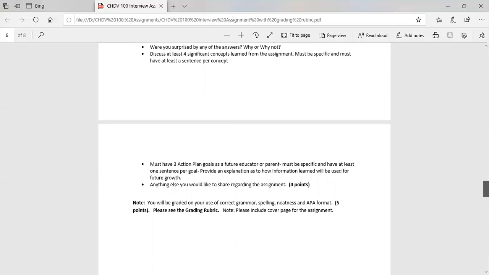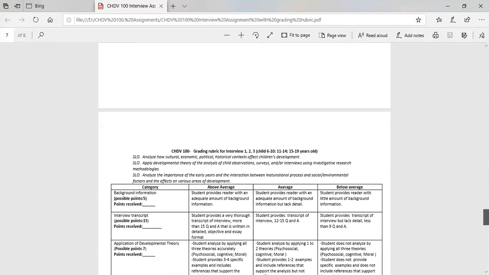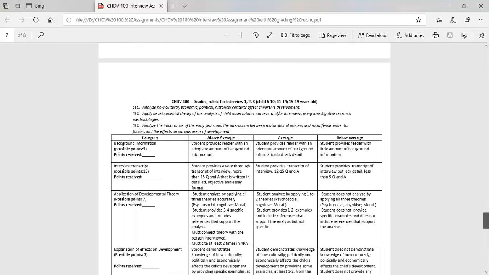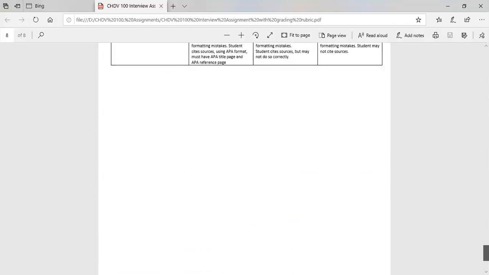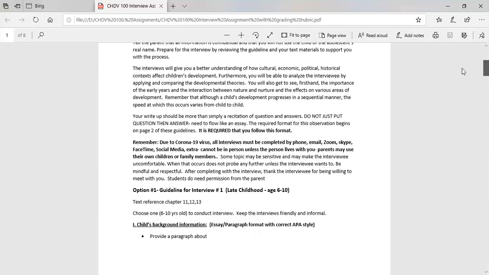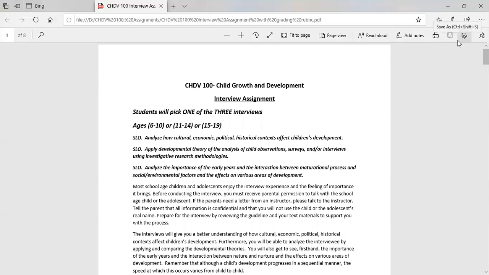Now, with that being said, of course, I'm looking at APA, writing structure, grammar, any spelling errors, any typos. I'm looking for an APA title page, an APA reference page, and citing in APA. And if you want to go below, here is all the grading point system, and this will all be worth 75 points. So hopefully that answered your question.